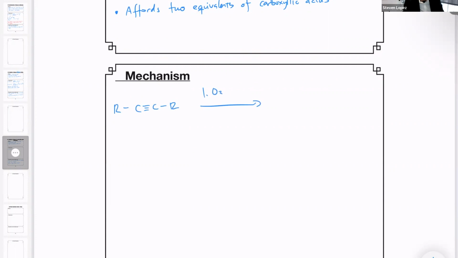It's in the presence of ozone, cold temperatures, followed by water. You're going to get these two products. And they're different products because the R group on either side of the alkyne is different.